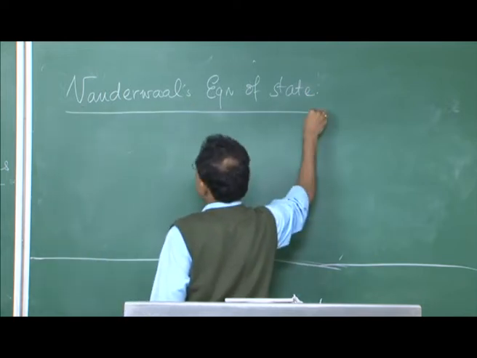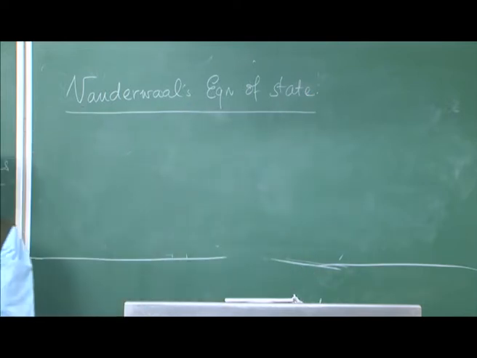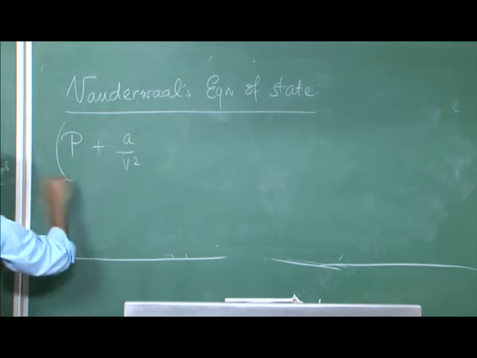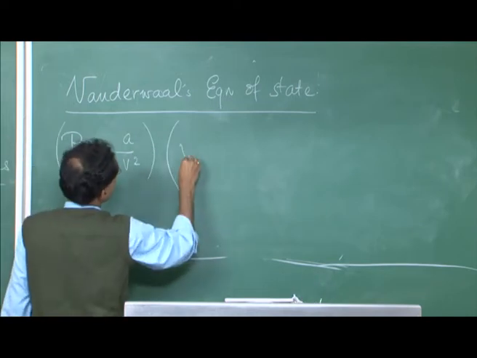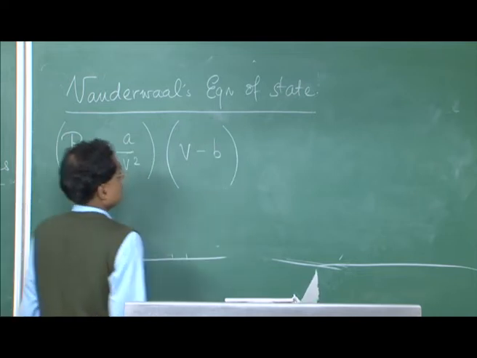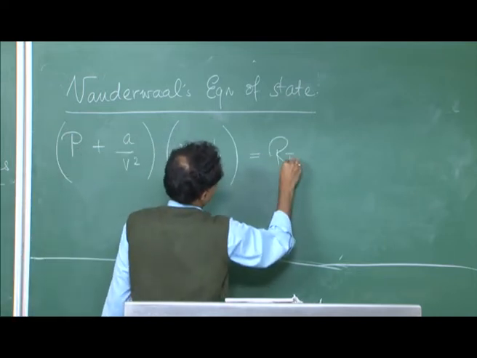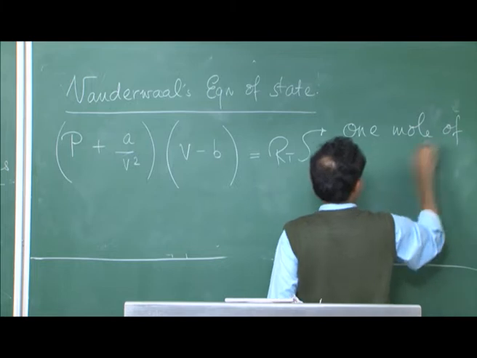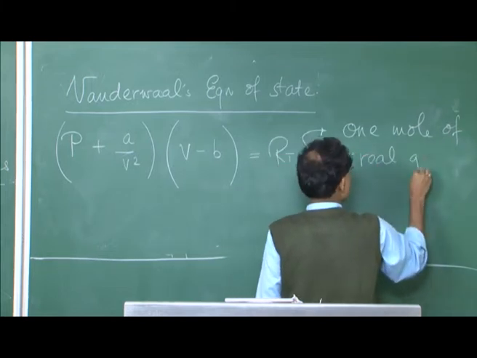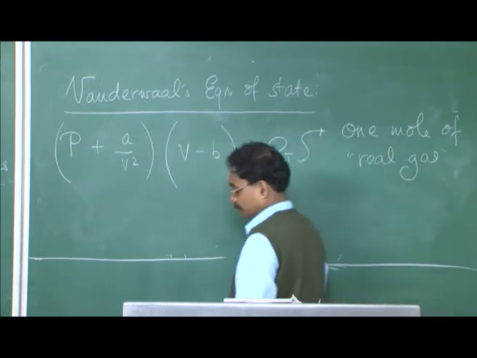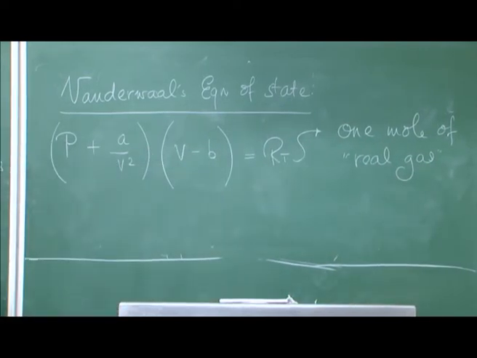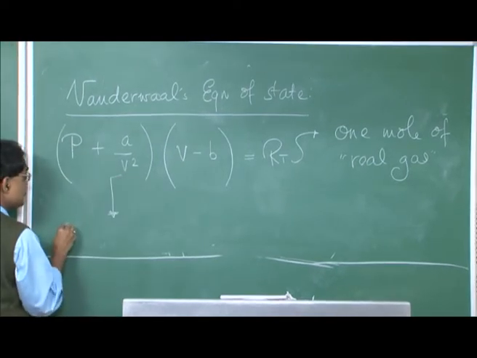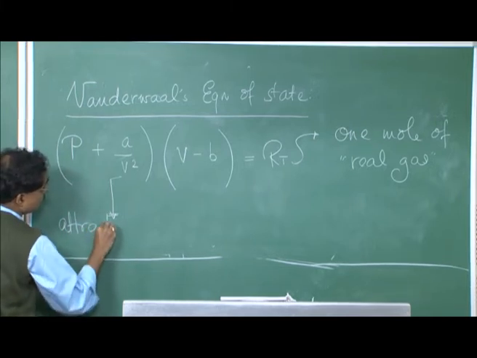I will spend just half an hour on this van der Waals equation of state. Let me write it in this form: (P plus a over V squared) times (V minus b) is equal to RT. I am assuming 1 mole of van der Waals gas, let me call it a real gas. So, you see the two corrections, one correction arising due to this: a correction to pressure arising due to this attractive force.